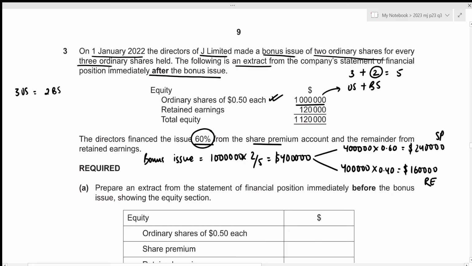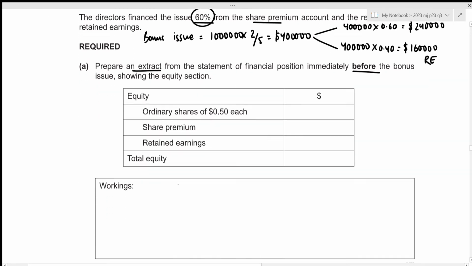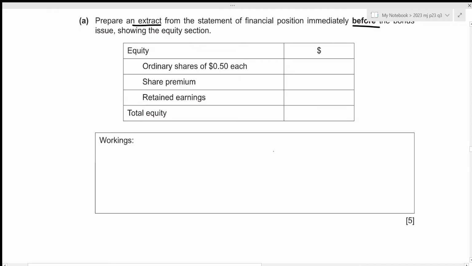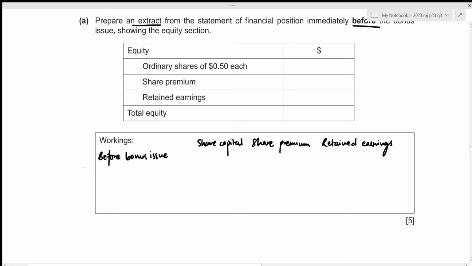Now for the first part of this question, we need to prepare an extract from the statement of financial position immediately before the bonus issue, showing the equity section. So it's quite easy. I'm just going to prepare the statement of changes in equity so that you can view it as you're used to. So we have share capital, we have share premium, and we have retained earnings. So the values we have will be before bonus issue, then we'll include our bonus issue, then we'll get the value after bonus issue.